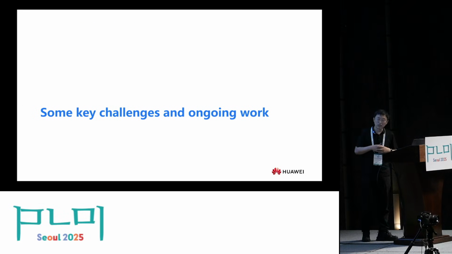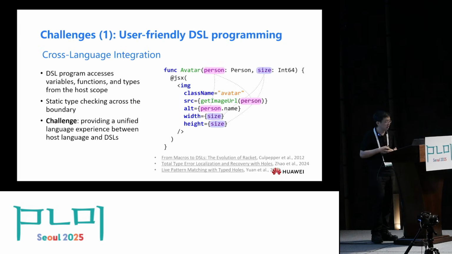So these are the main language features. Next, I want to introduce some of the key challenges and the ongoing work. So the first one is about DSL programming. As I explained, we want to use Cangjie as the host language so that we may have embedded DSL, which means we want to support mixed programming of the host language and the DSL language.